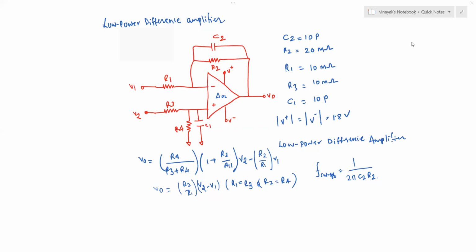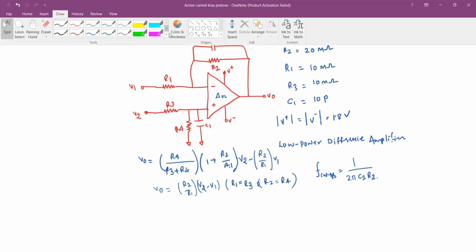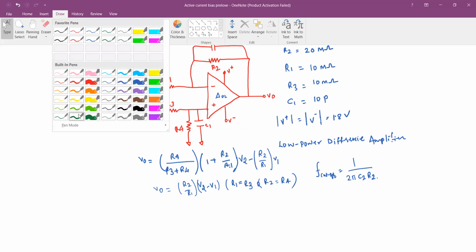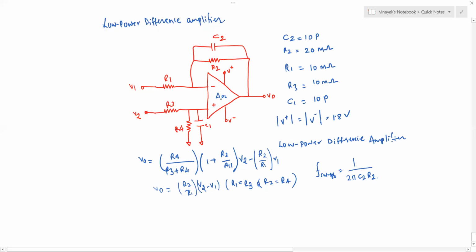Hi there. So we are trying to analyze how to design a low power differential amplifier, or low power difference amplifier. Here you can see a circuit schematic for a differential amplifier where I have used an operational amplifier with its positive supply pin and the negative supply pin.